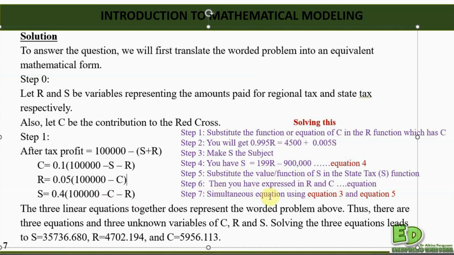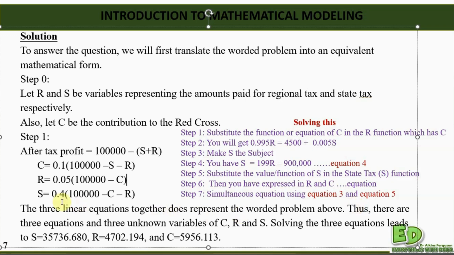Then simultaneously using equation 3 here and equation 4 here, you can find the answers to how much the company pays to regional tax, state tax, and then Red Cross donation. You can try your hands on this. When you get to this point, you just use simultaneous equation, either elimination or substitution to solve this, and then you get the answers correct.